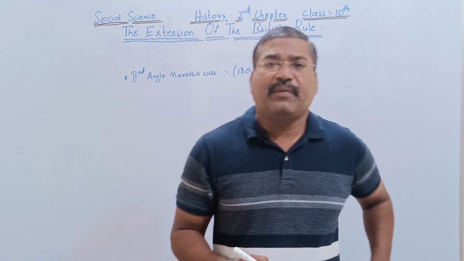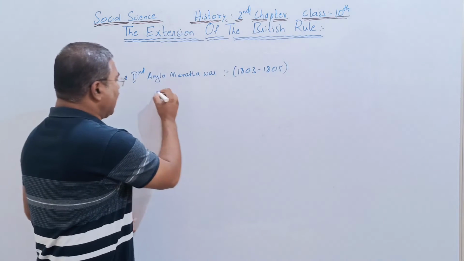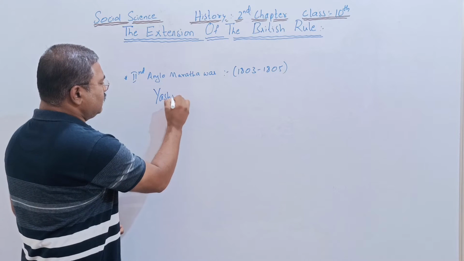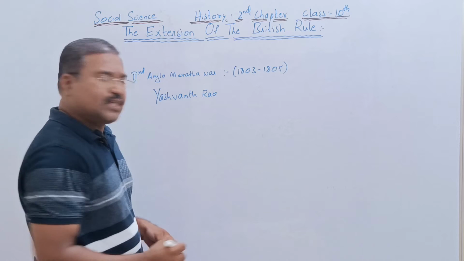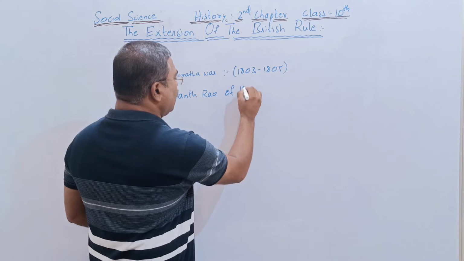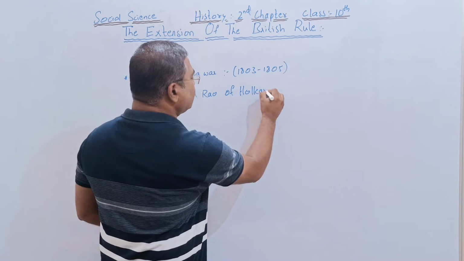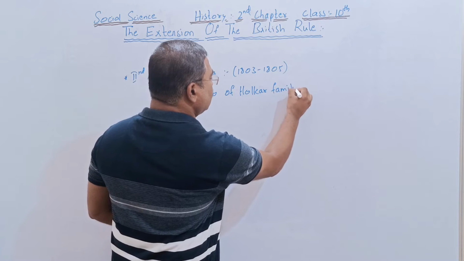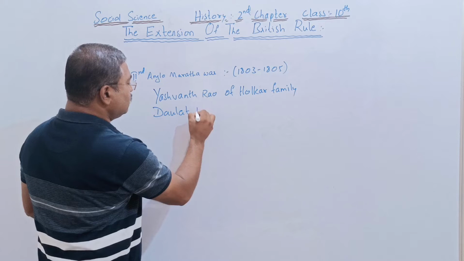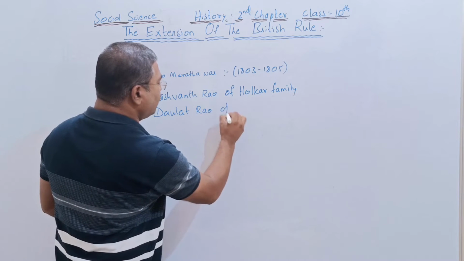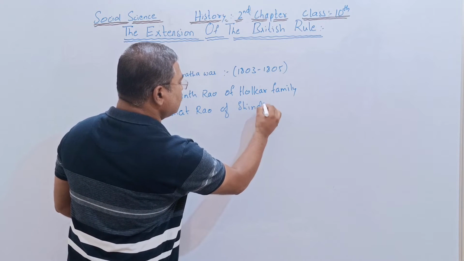Now here we will understand that Yashwant Rao of the Holkar family and Daulat Rao of the Shinde family.